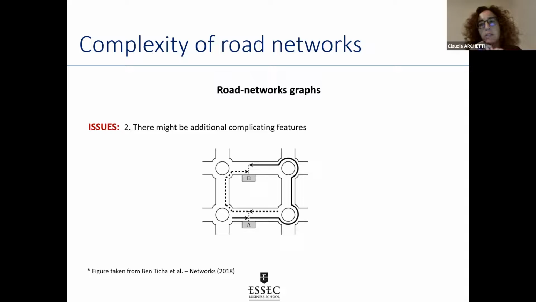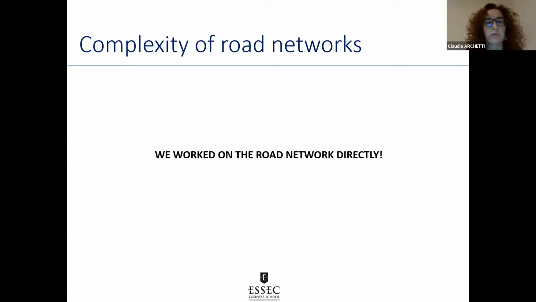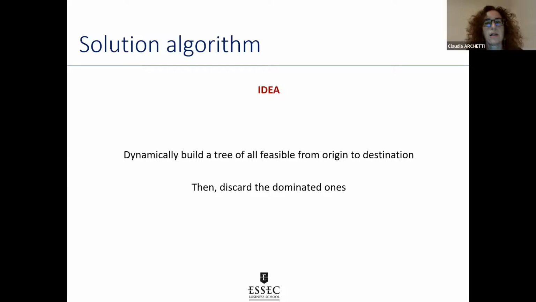First, because it might have huge dimensions. Second, because it is not capable of capturing all the information that you have when dealing directly with the road network. So our choice, as the choice of some contributions in the recent literature, was to work directly on the road network. So we didn't go through the representation of the network as a graph because of dimensions and because of not losing important information. And now let's go to the solution algorithm.